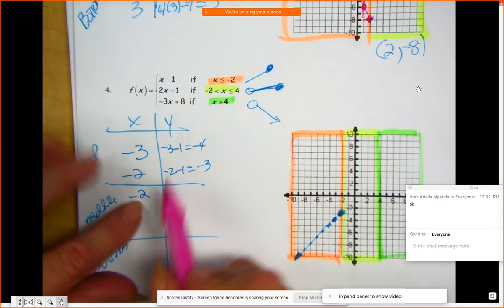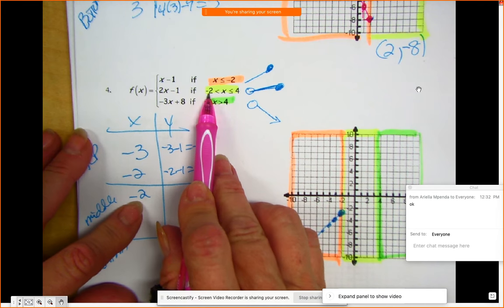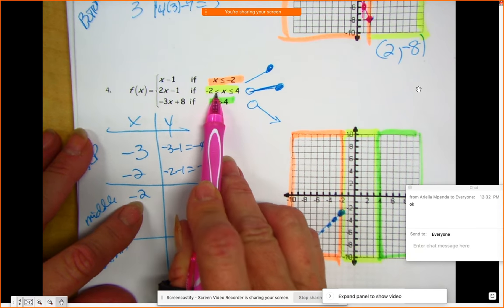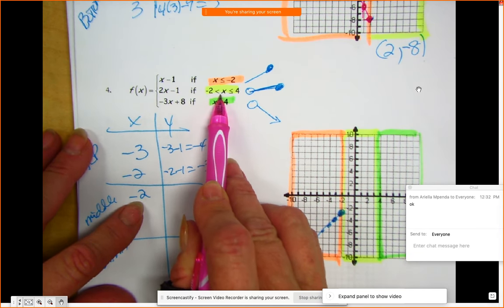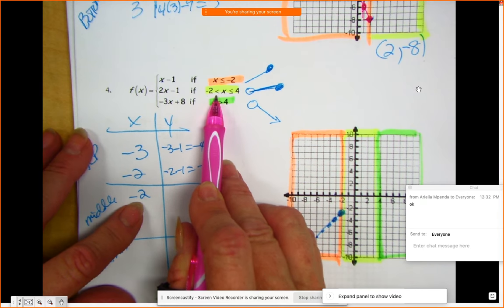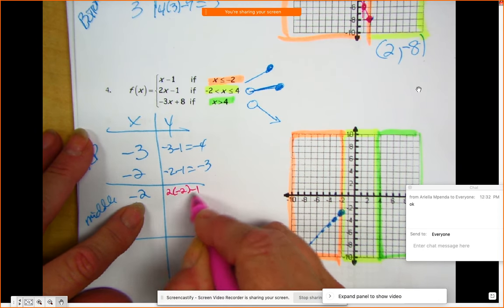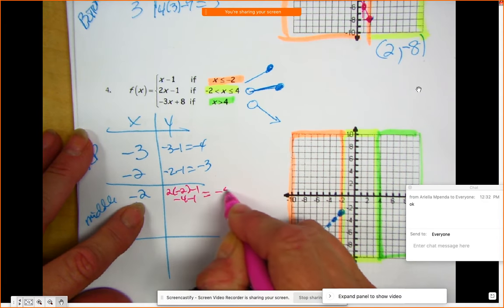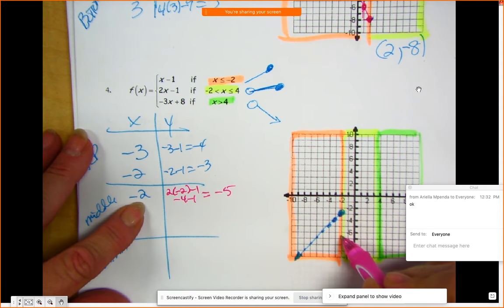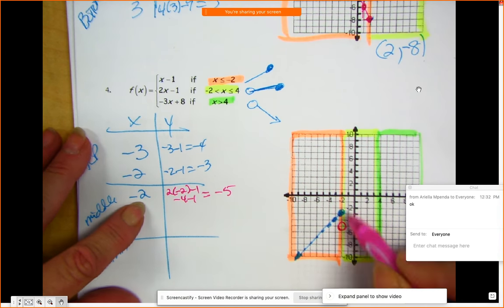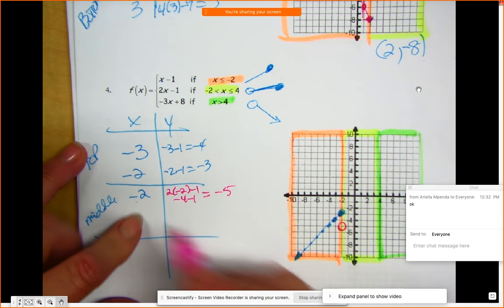Okay, in between, the reason I'm putting -2 is I need to know where the open circle goes. I know it's an open circle because there's no underline here. It doesn't say less than or equal to, it just says less than. So I'm going to stick in a -2. 2 times -2 minus 1. I get -4 minus 1, I get out a -5. So -2, -5, open circle. Okay, I can't have two closed circles. That's an open circle.